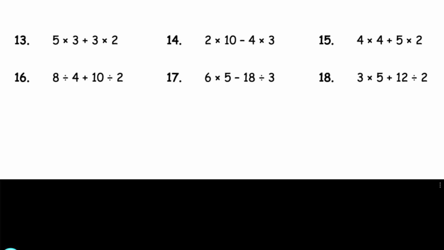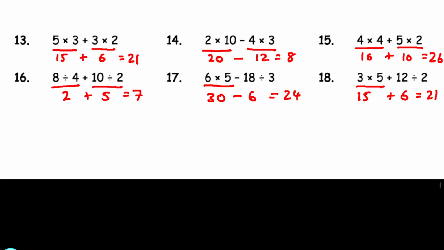Right, and here are the answers. So the answers for question 13 are 21, 14 is 8, 15 is 26, 16 is 7, 17 is 24, finally 18 is 21. Okay, so hopefully that should be enough revision of order of operations for you. We're now going to move on to the next topic.